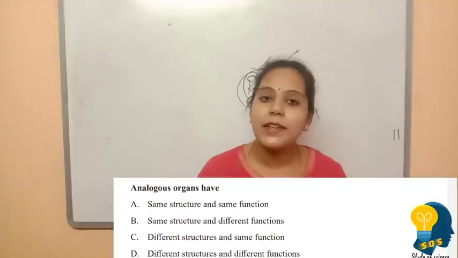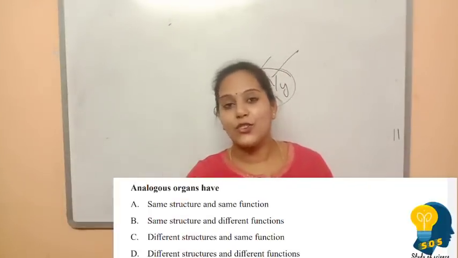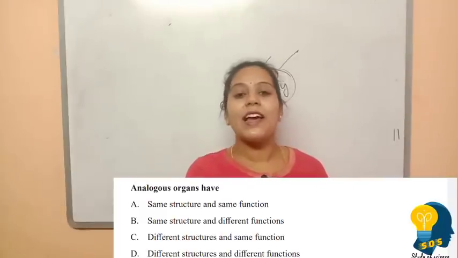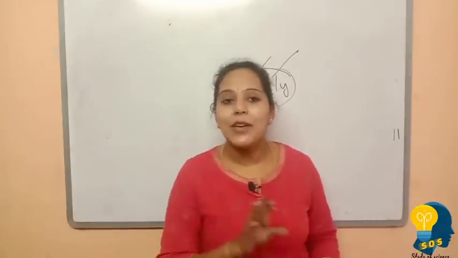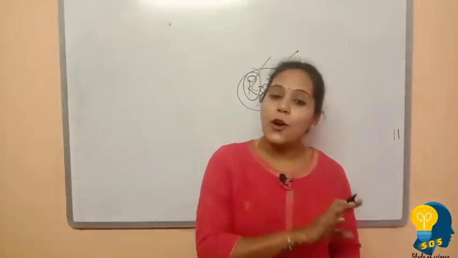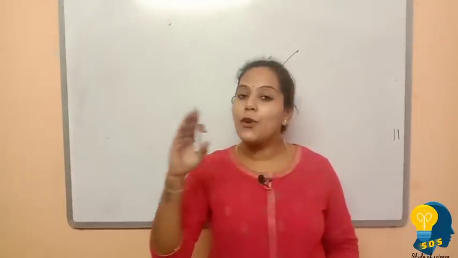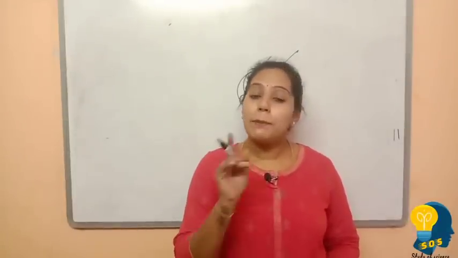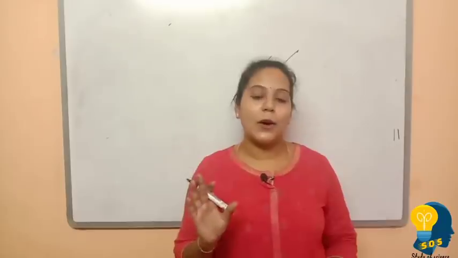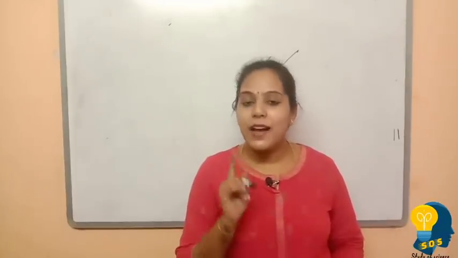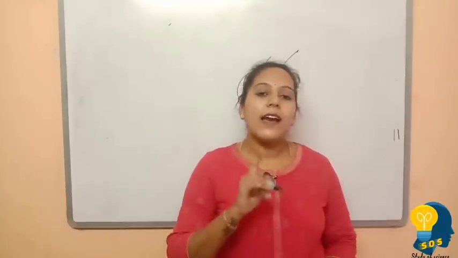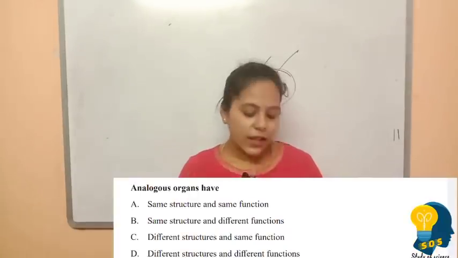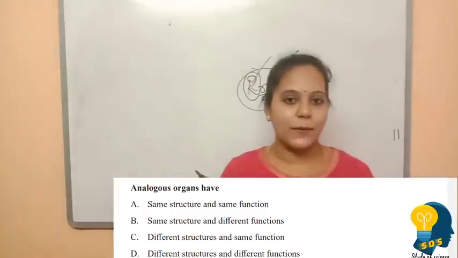Here the analogous means the organs with the different structure and perform the same function. Best example, we can take butterfly and the bat. Both are having wings. Here the structure of the wing in the butterfly and the structure of wing in the bat, both are different. But the purpose of wing there is flying. Okay. So analogous organs, when I say analogous, the organs, they are different in structure but they perform the same function. Okay. So here the option C is the correct answer.